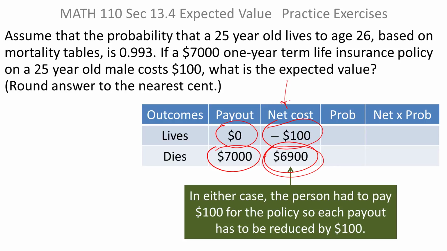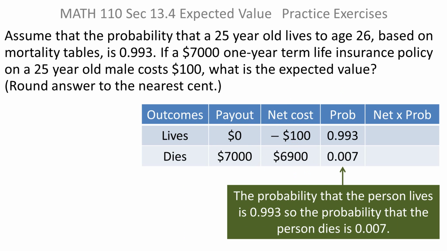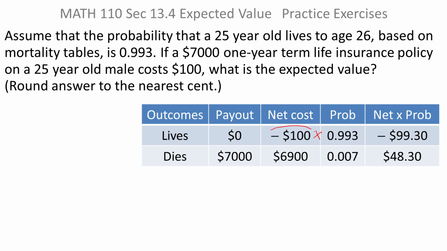Once you get the net cost, you have to find the probabilities of those things happening. So what is the probability that the person lives? It's 0.993, the probability that a 25-year-old lives to age 26. So the probability they die is 1 minus 0.993, and that comes out to be 0.007. And once you get that, you simply multiply the net cost times the probability. The net cost times the probability.